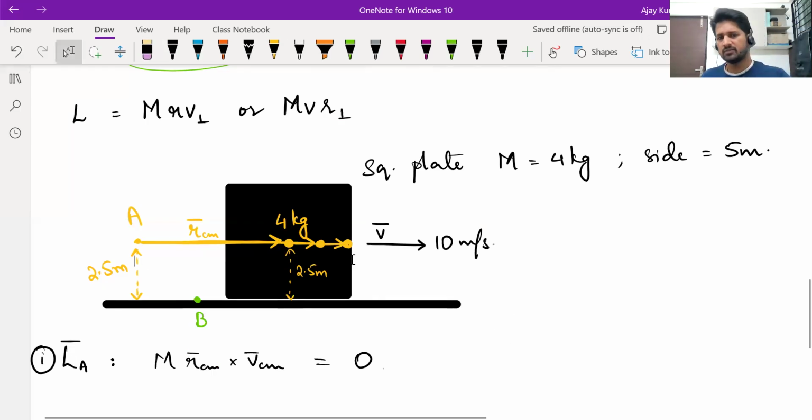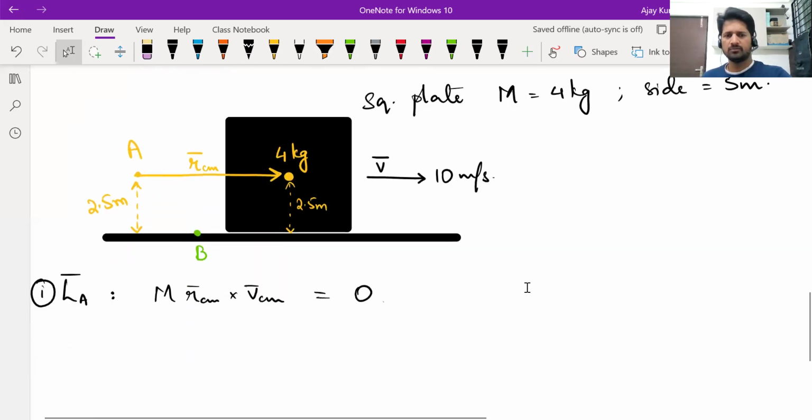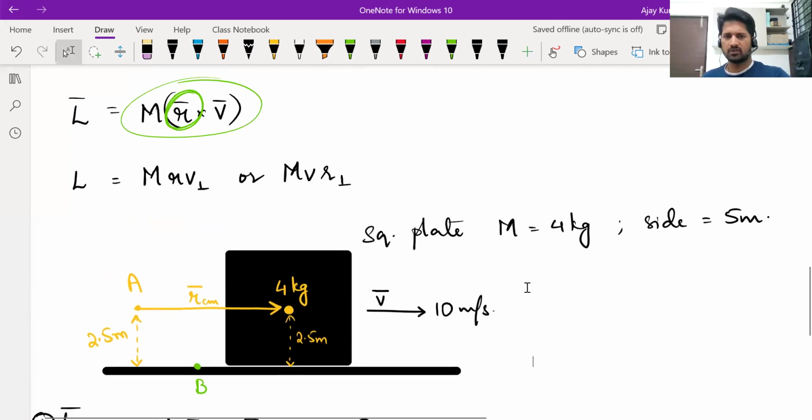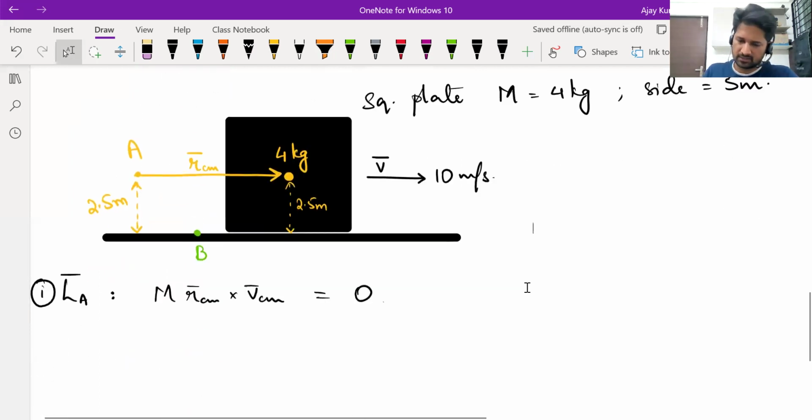Okay. So that is what we mean when we say this system has no angular momentum about this reference point. Okay. Hope this is clear to all of you. If you had used any of the other two formulas also, you must have gotten the same answer. Next.